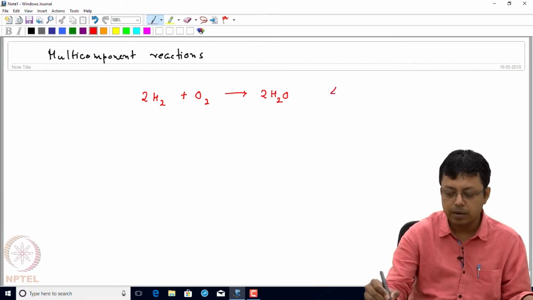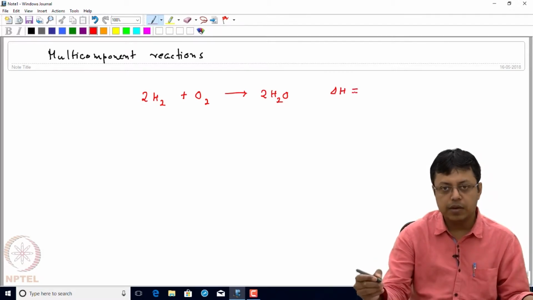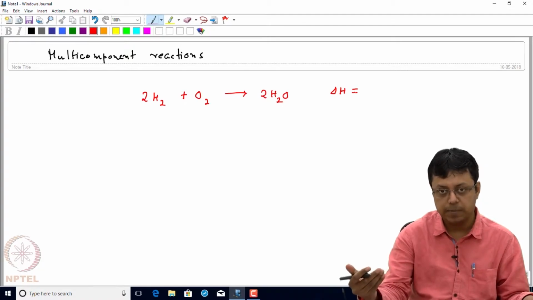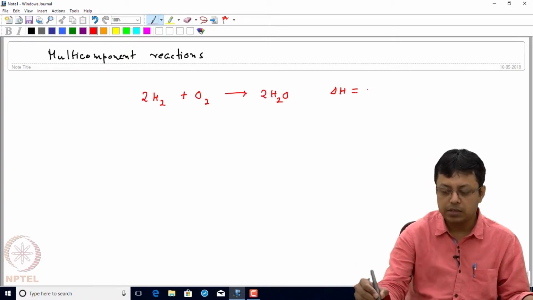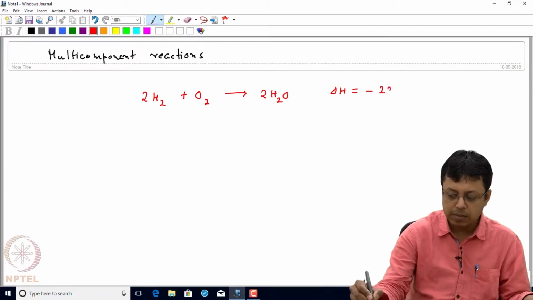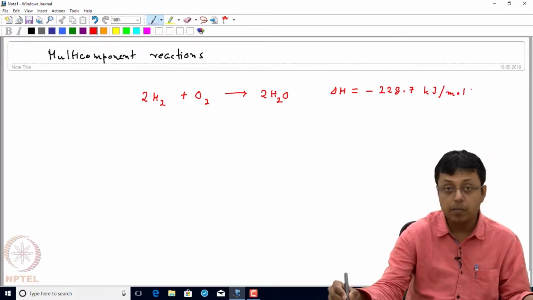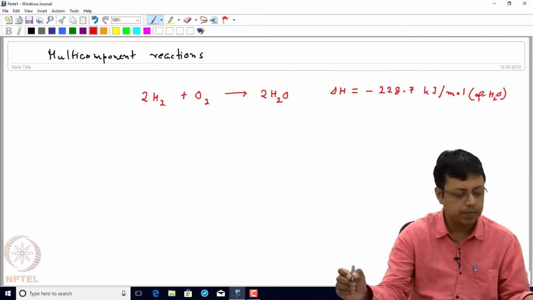And if you remember from your thermodynamics class, for an exothermic reaction the system releases heat. So it's actually negative in that sense. So it is exothermic by 228.7 kilojoule per mole. This per mole is per mole of water, per mole of the product.